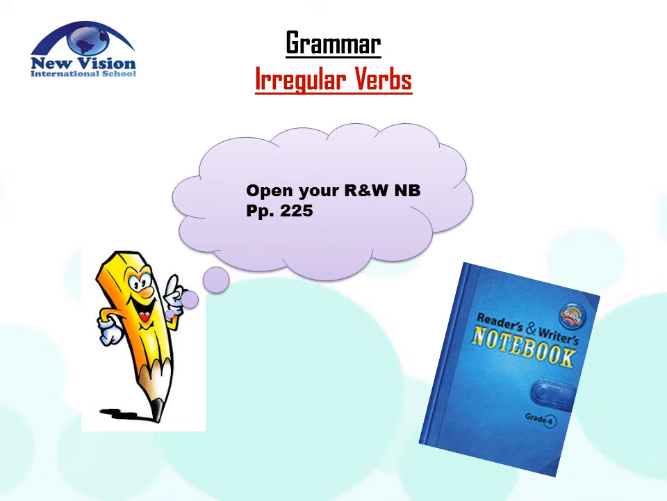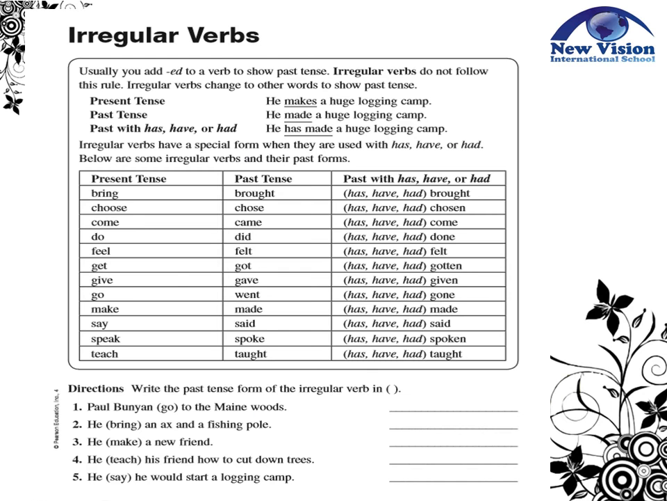Now turn to your book on page 225. Here we have the rule of this lesson. As I told you, you add just ed to the verb to show past tense, but the irregular verbs don't follow this rule. You have to change the word completely. Here you have some examples. Bring, brought, brought. Choose, chose, and in the last column has, have, had, chosen. Read them and memorize them, but focus more on the past tense verbs.